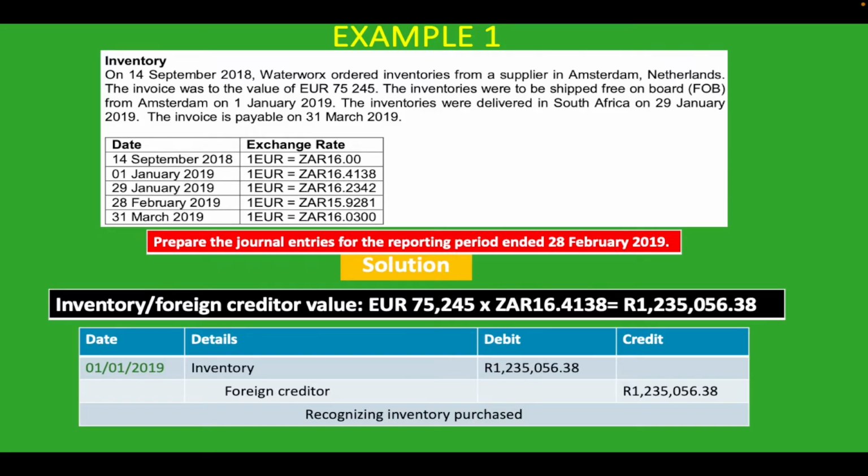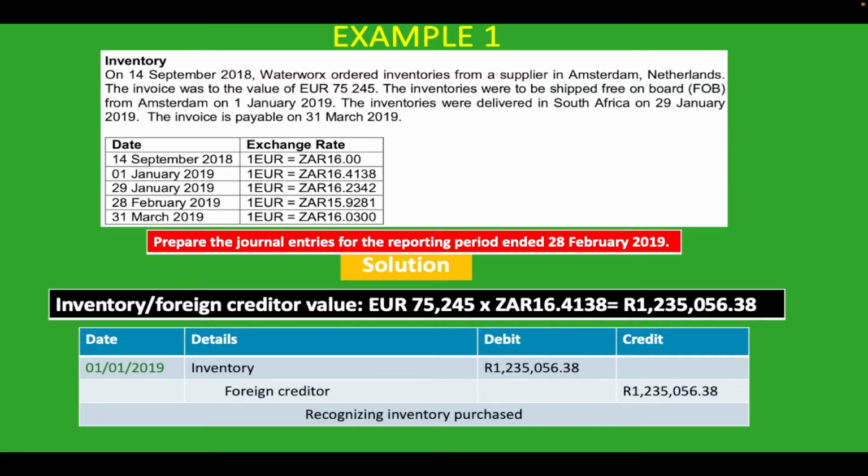Well, we will have to record a journal entry at year end if we have not paid our supplier yet, or we've not paid everything to our supplier yet. And that's the case here. Look at this. We are told that the invoice is payable on the 31st of March 2019. So our question is, when is our financial year end? Well, the requirement does give us here, prepare the journal entries for the reporting period ended 28th February 2019. That means our financial year end will come first, and then we make a payment after the end of the financial year. If that's the case, there's a journal entry that we need to pass at the end of the financial year. Now listen to this.